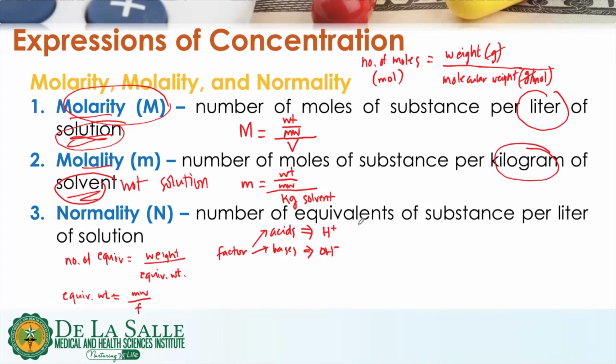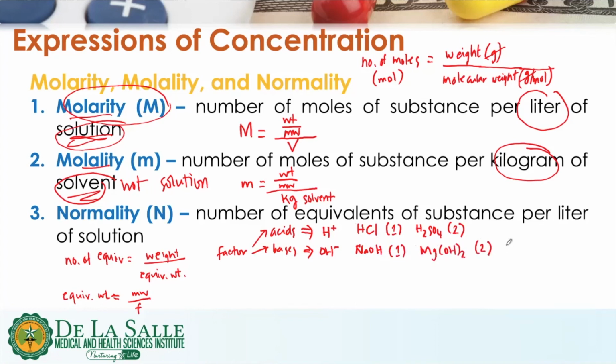What do we mean by this? For example, we have hydrochloric acid, the factor will be 1. If we have sulfuric acid, the factor will be 2. For bases, let's say we have sodium hydroxide, its factor will be 1. If we have, let's say, magnesium hydroxide, its factor will be 2.